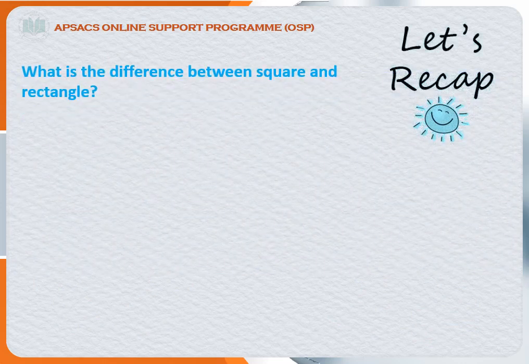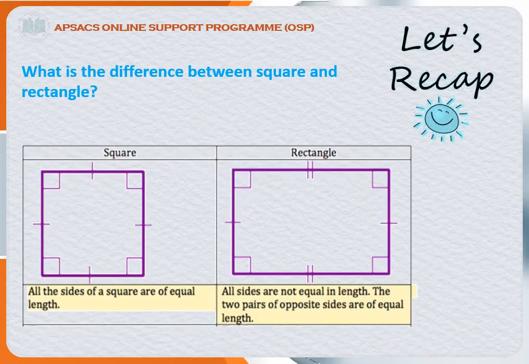Let's recap. What is the difference between a square and a rectangle? In a square, all four sides are of equal length, and in a rectangle, opposite sides are of equal length.